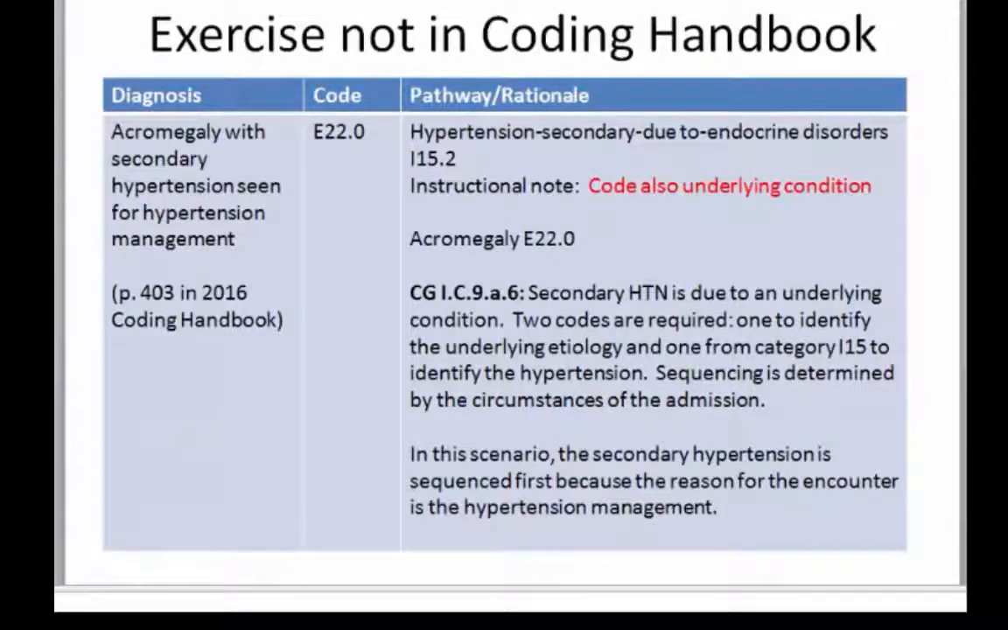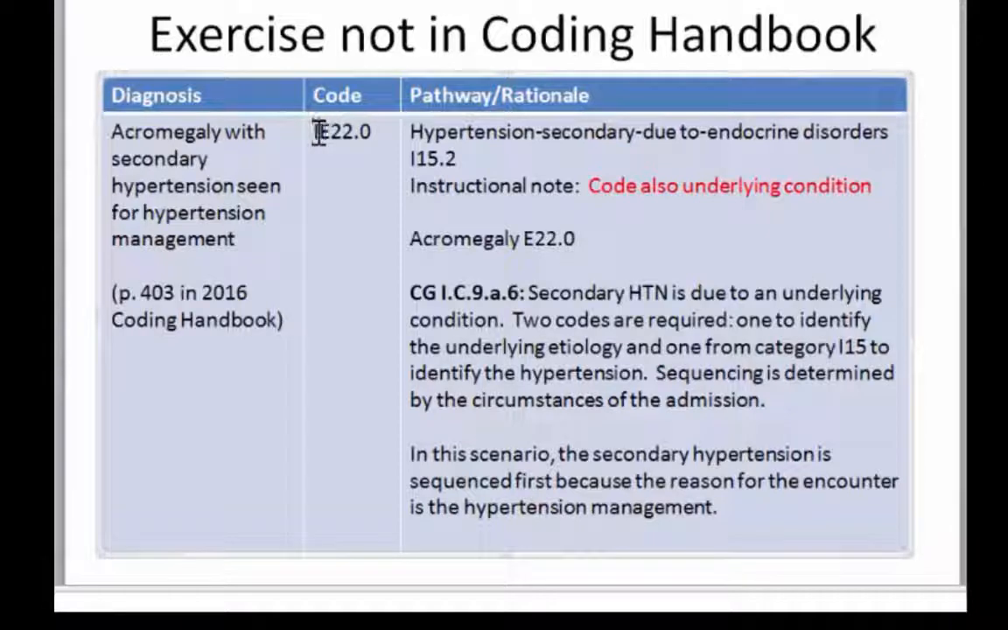And this exercise is an example of secondary hypertension and how that might be coded. And there is a coding guideline that relates specifically to secondary hypertension. And you see that the sequencing is determined by the circumstances of the admission. And this documentation tells us that the circumstances of the admission was the hypertension management. So that would be your first code. So this would be I15.2 as your first code, and then acromegaly as your second code.